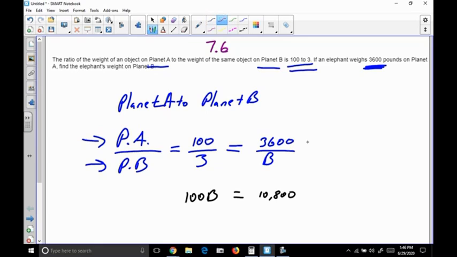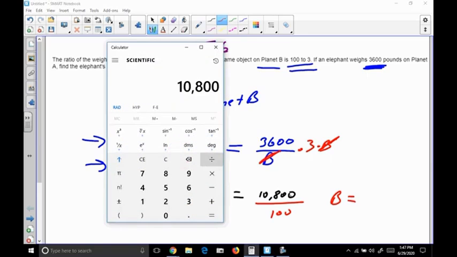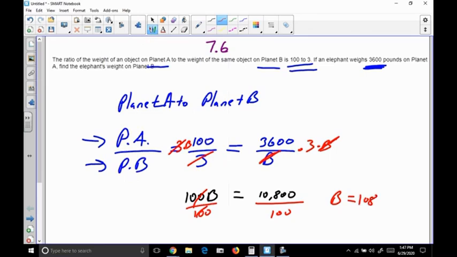You could also see it as just clearing fractions. To make the 3 go away here, we would have to multiply both sides by 3. To make the B go away, we would have to multiply both sides by B. When we do that, the 3's would cancel, leaving us 100 times B. The B's would cancel, leaving us 3,600 times 3. To get B by itself, divide both sides by 100. So B is 10,800 divided by 100, so 108. So an elephant on this other planet would only be 108 pounds.